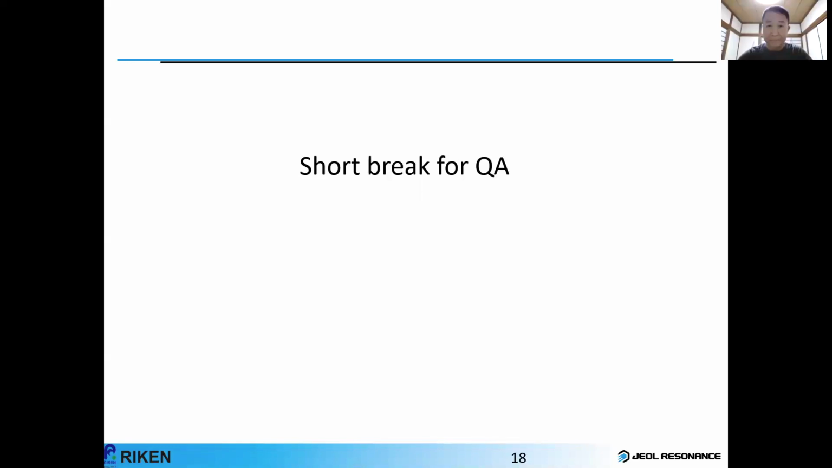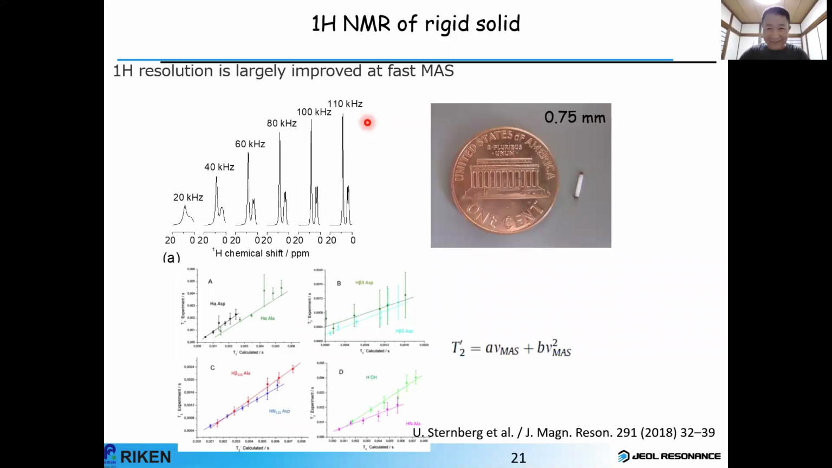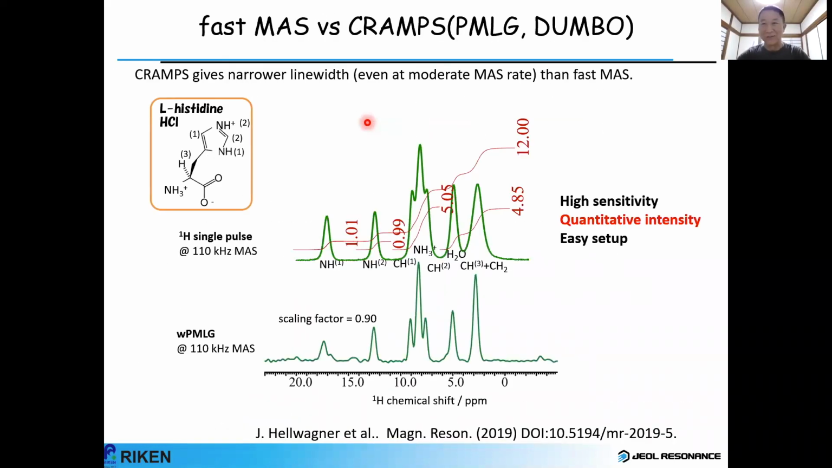Yeah. So I can read the first question from John. Can you compare the advantages of faster MAS versus CRAMPS? Yes, I have a question in the following slide. Maybe we can quickly go there. Yes, this is a comparison between the fast MAS experiment and the PMLG experiment.